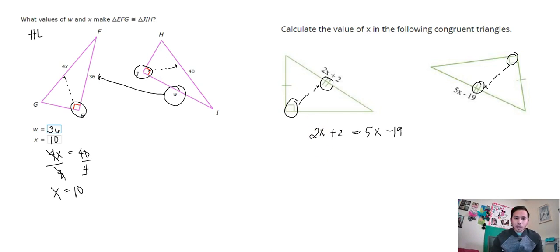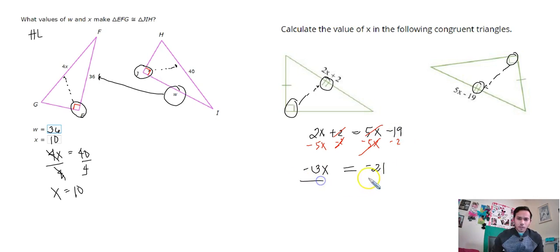So I'm going to subtract 5x from both sides, and then I'm going to subtract 2 also, so that you're isolating your variable. Of course, this will be cancelled, this will be cancelled also. So you only have 2 minus 5, that's negative 3x, which is equal now to negative 19 minus 2, negative 21.